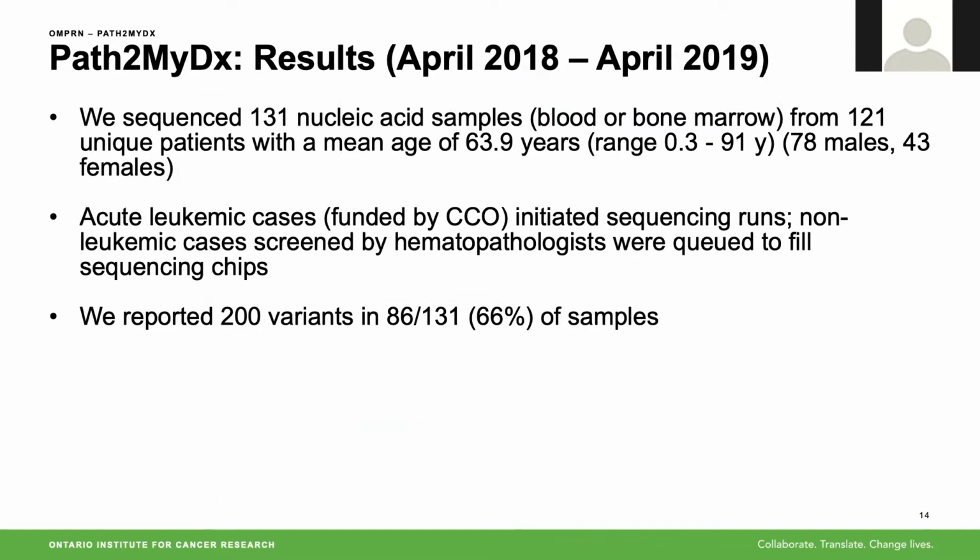So the hematopathologists, including myself, triaged and decided which samples to put in the queue to fill the sequencing chips. And with this triaging, we end up reporting variants in about 2/3 of samples. And these were variants for the most part that we would not pick up by any other means.